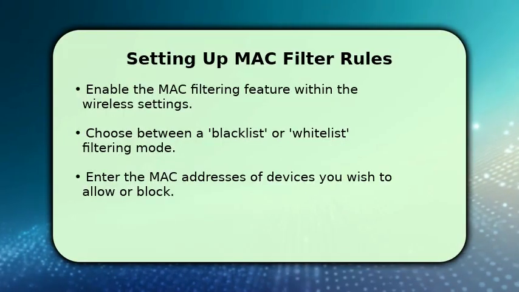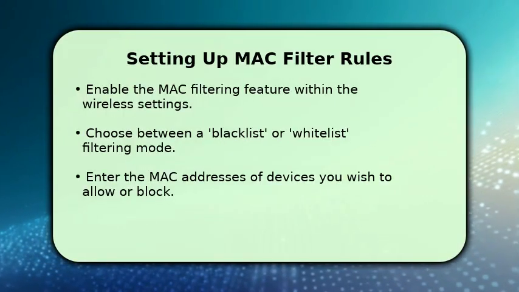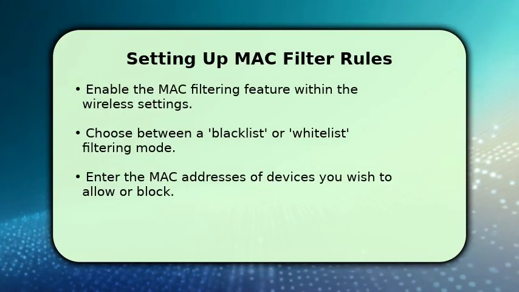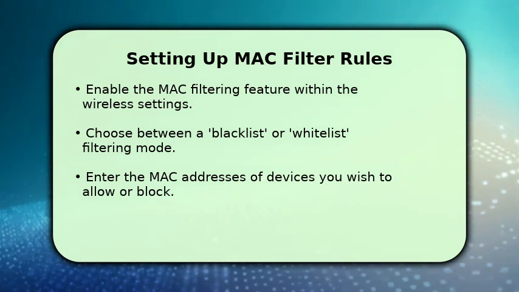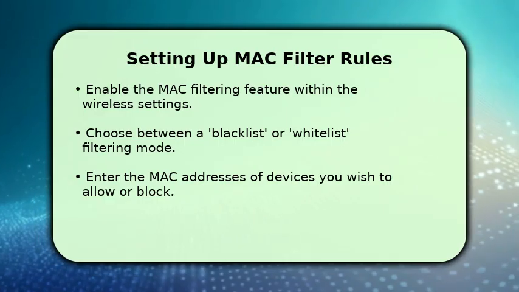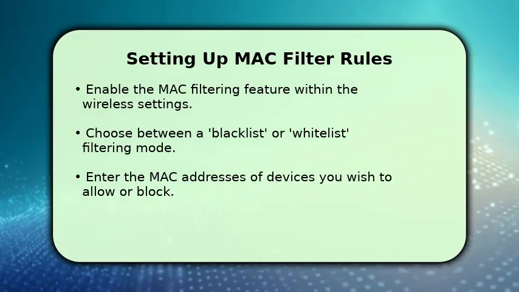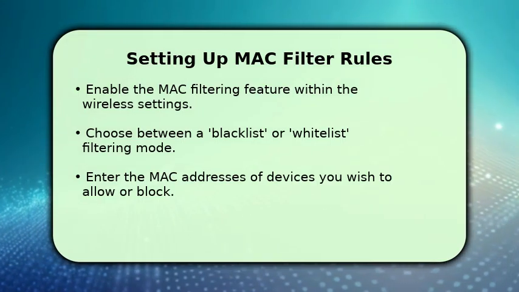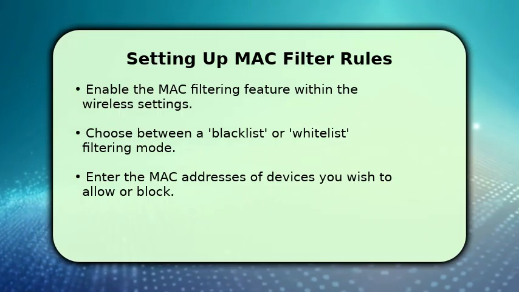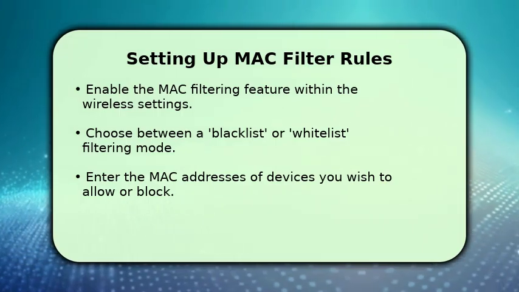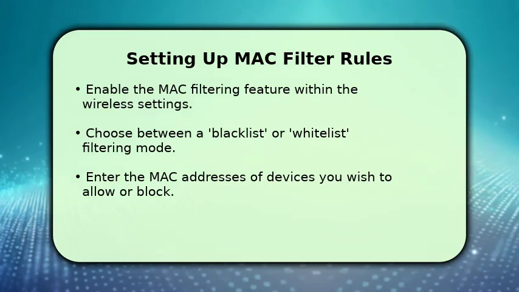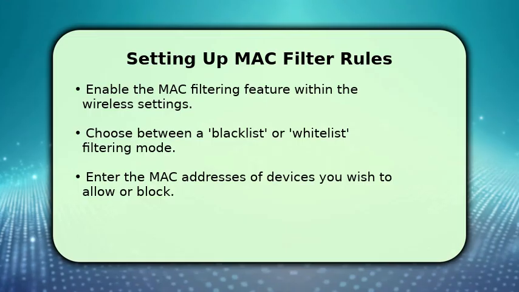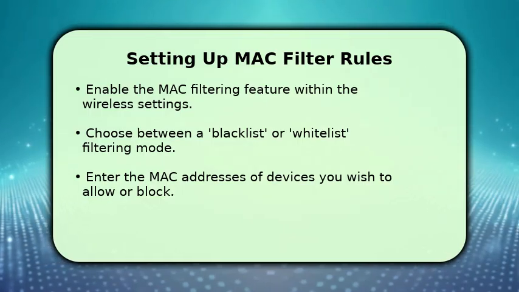Now, you'll need to decide on your filtering mode. A blacklist blocks only the listed MAC addresses, allowing all others. Conversely, a whitelist only permits listed devices, blocking everything else. Carefully enter each device's MAC address into the designated field. You can usually find a device's MAC address in its network settings. Save your changes to apply the new rules.